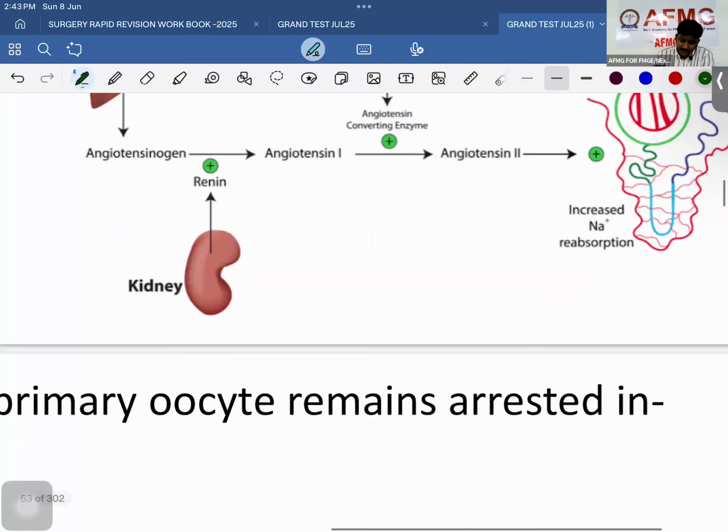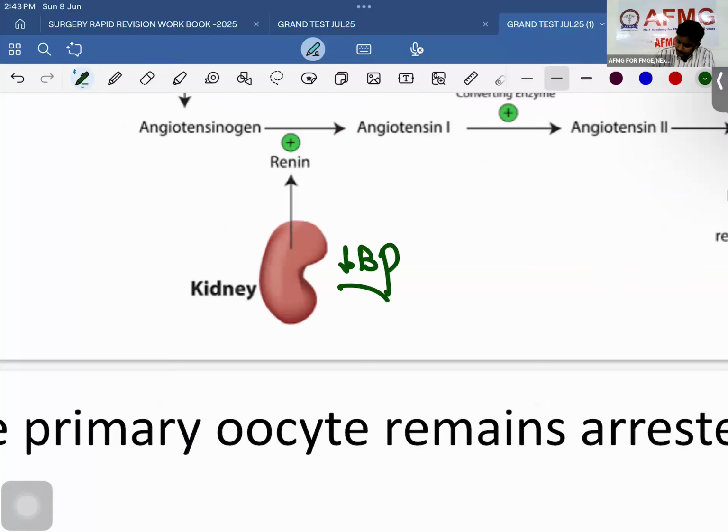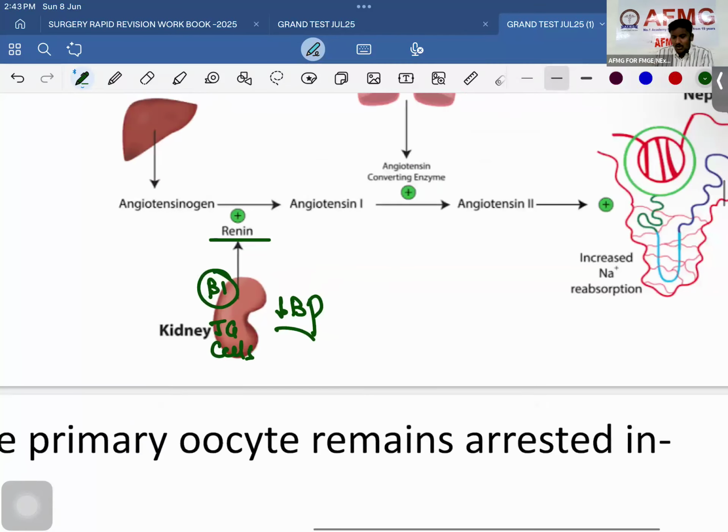जब भी patient का BP ज्यादा होगा कम होगा, कब activate होगा system? Whenever the patient's BP is going to decrease, beta, immediately the renin, angiotensin, aldosterone system is activated. In which what will happen? The JG cells, or the juxtaglomerular cells, are going to release renin. Why? Because the beta 1 receptors in the JG cells will get activated, beta.